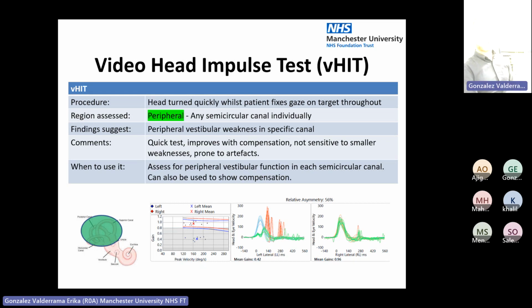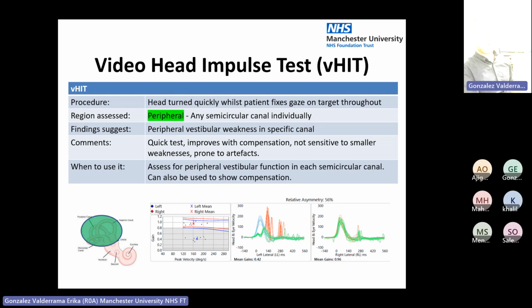So the video head impulse test is just the modern version of the head impulse that we were talking about earlier. The head is turned quickly while the patient fixes gaze on a target. So they don't look at you, they look at a target on the wall. You stand behind them and you move their head. It's assessing the semicircular canals, and it can assess all 6 semicircular canals. The bedside head impulse test is really looking just at the lateral canals, but the video head impulse test can do the anterior and the posterior canals as well. It's very quick. I can do all 6 canals in about 4 or 5 minutes. So when you get handy at them, it's a really quick screener.